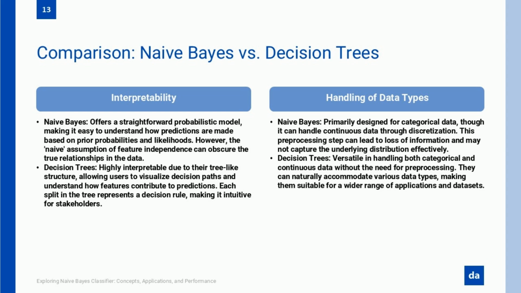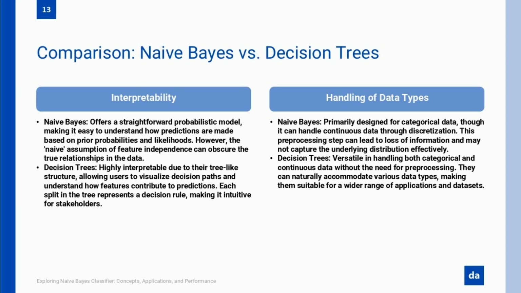Another major difference lies in interpretability. Decision trees offer a clear, visual representation of decision making. Each split in the tree represents a decision rule, making it easy to trace how predictions are made. This is why decision trees are often preferred in domains where transparency is important, such as finance and healthcare. Naive Bayes, while mathematically elegant, lacks the same level of interpretability. It calculates probabilities based on Bayes' theorem, and while the final prediction is clear, understanding exactly why certain decisions are made can be less intuitive.